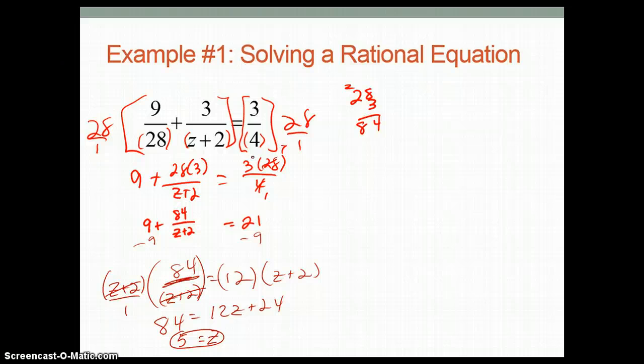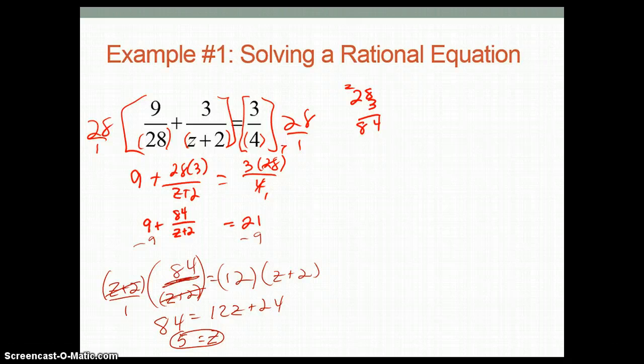Be very careful with your operations. Make sure that you multiply the entire side by the number or the z plus 2. Make sure it gets distributed in, and make sure that you cancel correctly. If you make a minor mistake, it's going to throw off your entire problem. So you want to work through these with care.